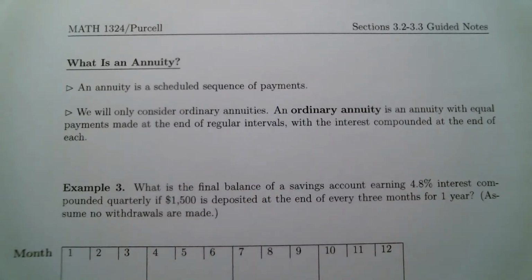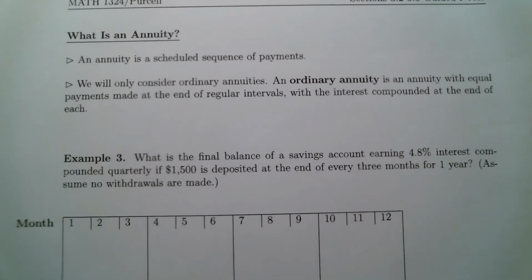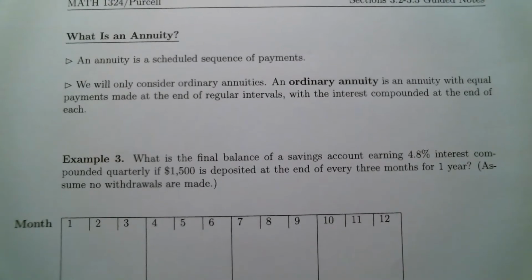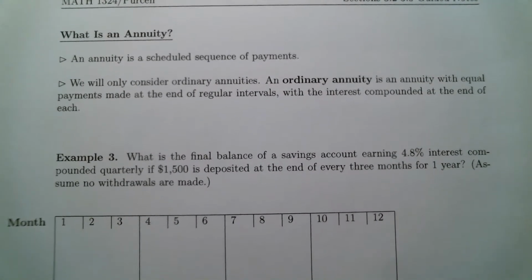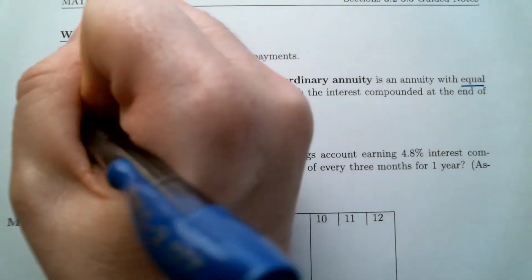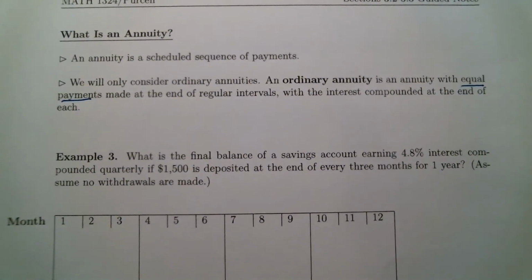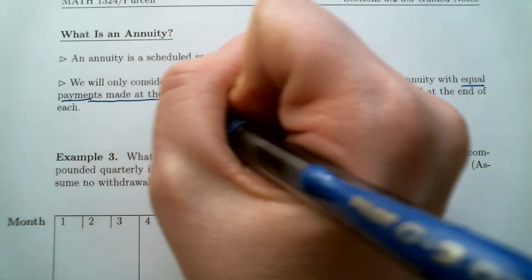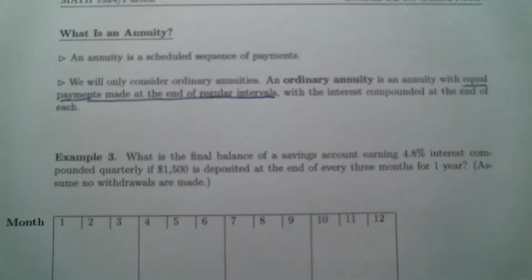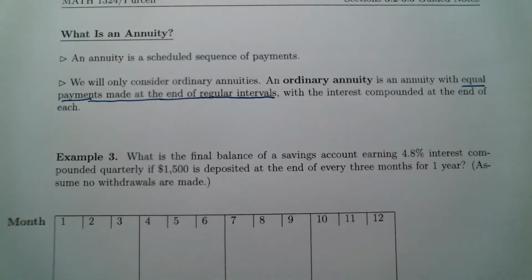There are different types of annuities, but in this class, we will only consider ordinary annuities. An ordinary annuity is an annuity with equal payments made at the end of regular intervals with the interest compounded at the end of each. So the key phrase here: equal payments made at the end of regular intervals with the interest compounded at the end of each.